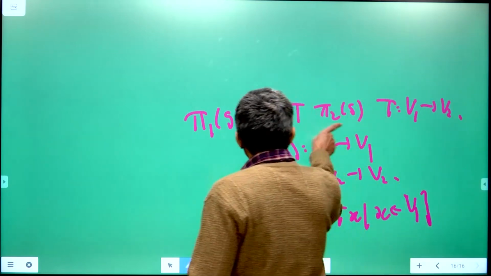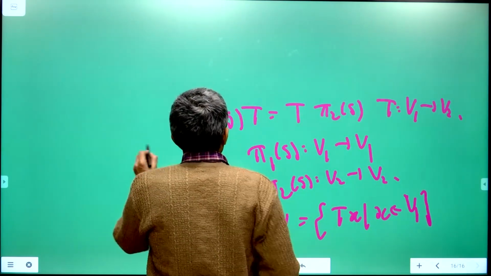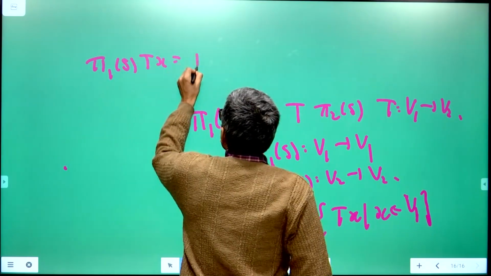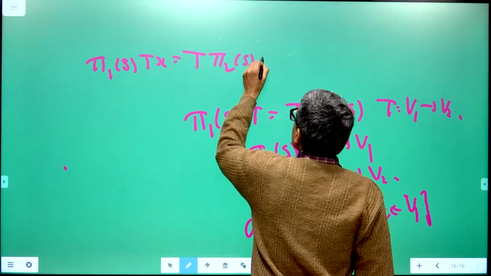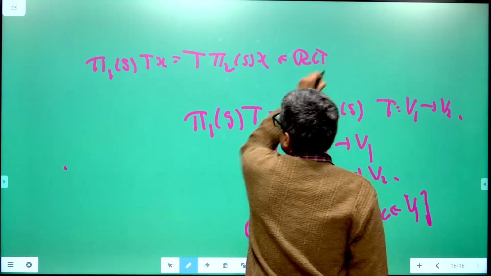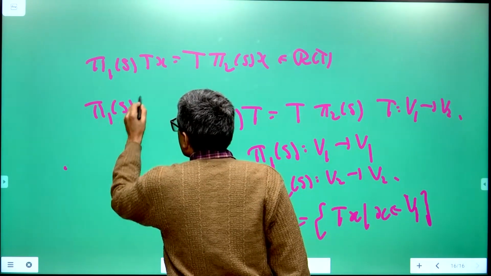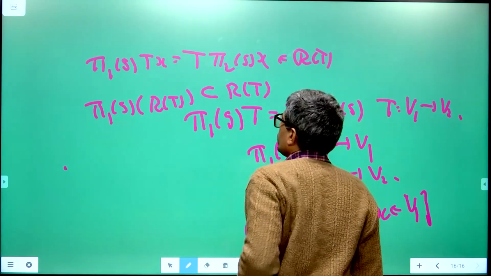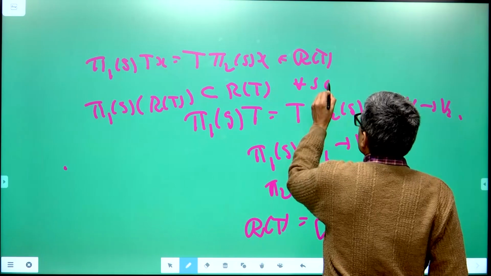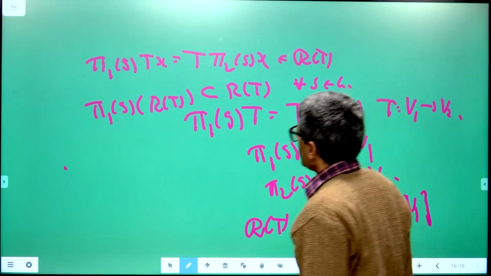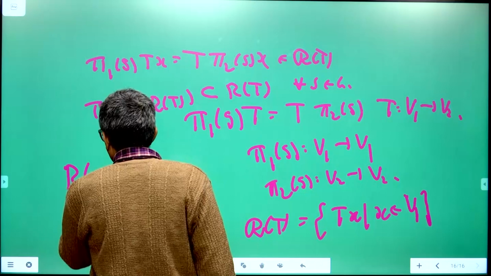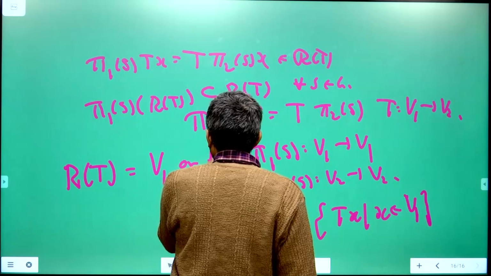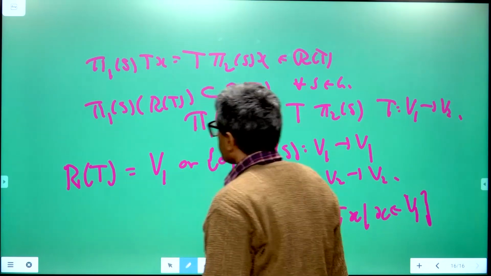So what this equation says is that if you take pi 1(g) acting on Tx, then this is T times pi 2(g) acting on x. This is contained in range of T. So it says that pi 1(g) acting on range of T is contained in range of T. That means pi 1(g) leaves range of T invariant for all g belonging to G. But since pi 1 is irreducible, you cannot reduce this further, so range of T is either the whole vector space V1 or simply the 0 subspace. It does not have any proper invariant subspaces.